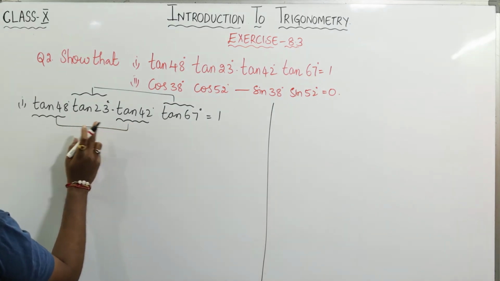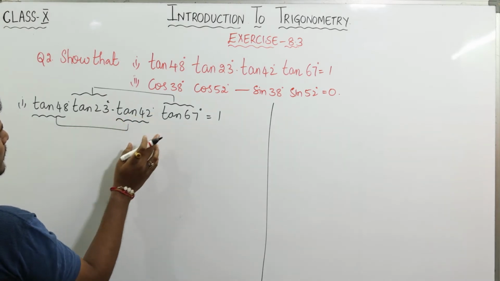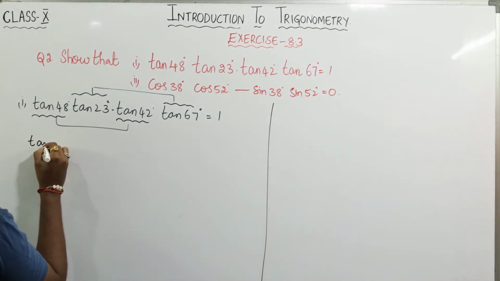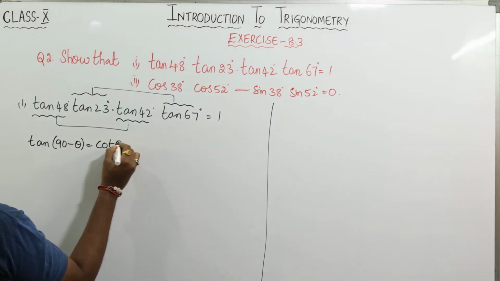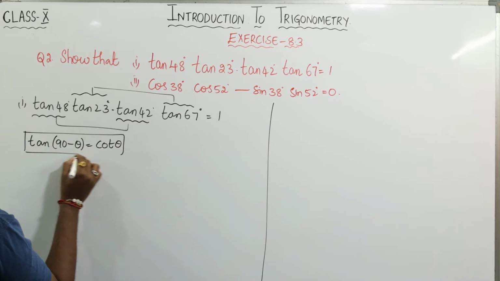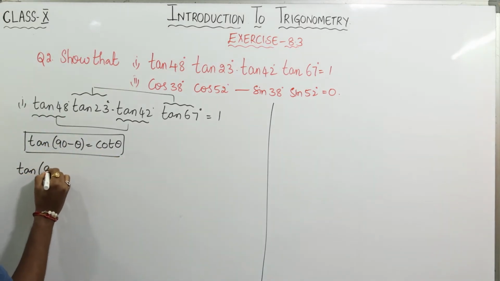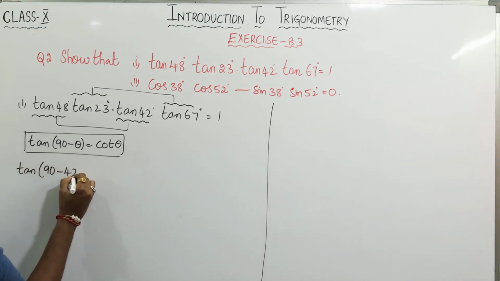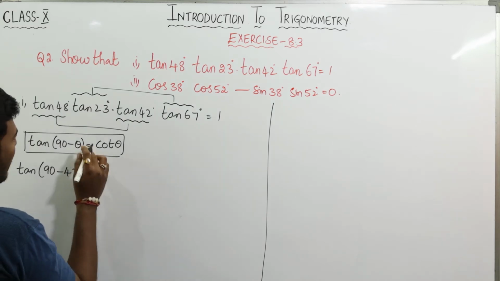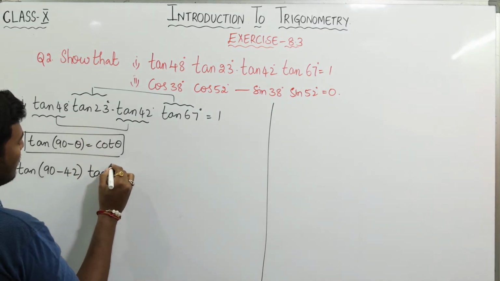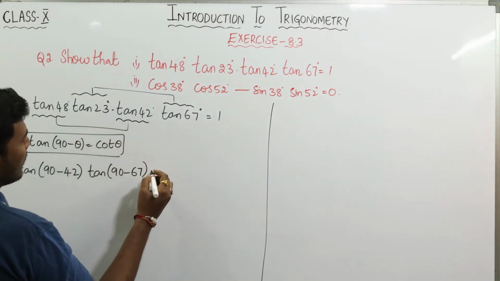Out of these two I am changing any one in terms of complementary angles. That is tan 90 minus theta equals cot theta. This is what I am going to use. If I change the first one, I am writing tan 48 degrees as 90 minus 42. If I subtract 90 minus 42, I will get back 48. And second term, tan 90 minus 67. 90 minus 67 will become 23.